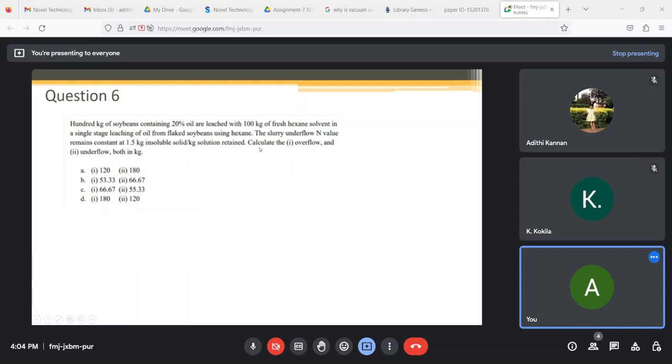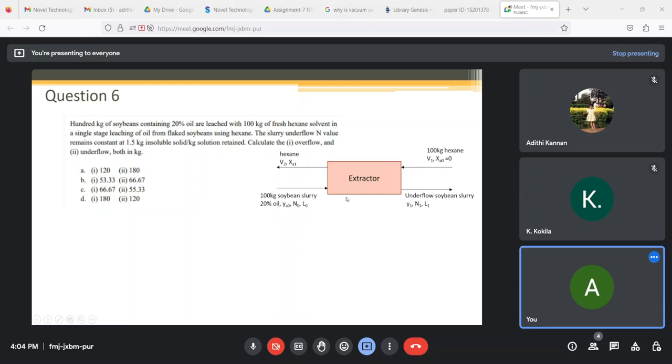Before we move forward with the question, we'll just brush up on some basic concepts. Let's say this is a representation of an extractor. You have two inlet streams. One is the soybean slurry, which is 100 kgs, and you know there's 20% oil in it. Let the solute concentration be YA0. I'll discuss each one of these variables now, but before that, we'll discuss what is going inside the extractor and what is coming out of the extractor. You have two streams going in. One is the soybean slurry. The other one is the fresh solvent, which is hexane.